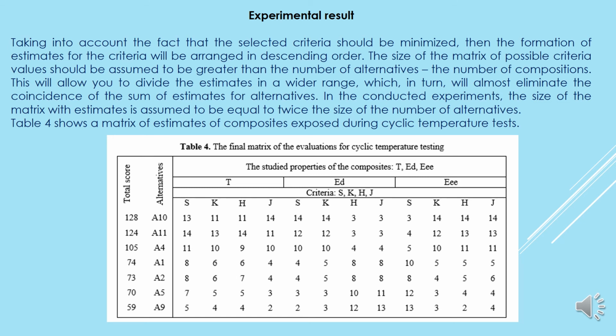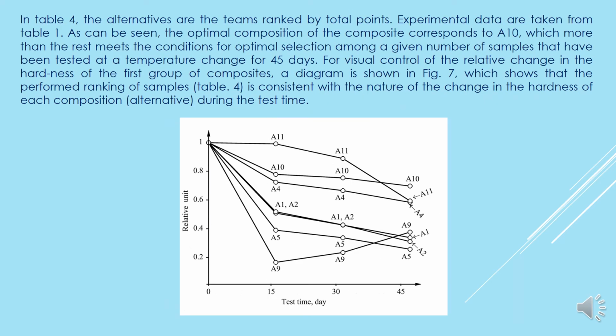Table 4 shows a matrix of estimates of composites exposed during cyclic temperature tests. Table 4, the final matrix of the evaluations for cyclic temperature testing. In Table 4, the alternatives are the teams ranked by total points. Experimental data are taken from Table 1. As can be seen, the optimal composition of the composite corresponds to A10, which more than the rest meets the conditions for optimal selection among a given number of samples that have been tested at a temperature change for 45 days.